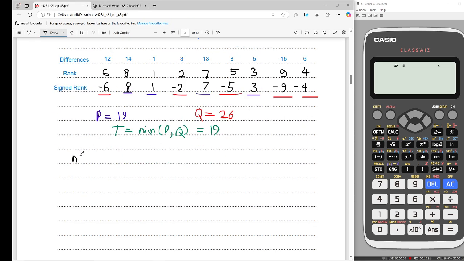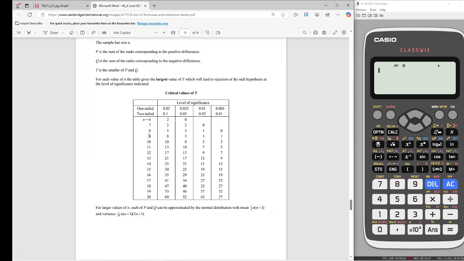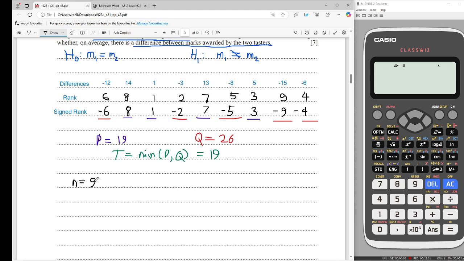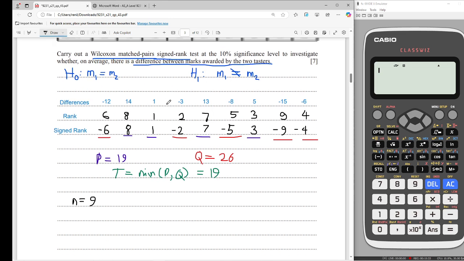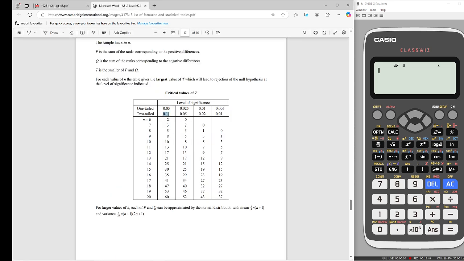N equals, and we have here 9 flavors. So we've narrowed it down to this row. N equals 9. Now, whether it's one-tailed or two-tailed, let's see. It says it's a 10% significance. Okay, so that means we have to look over here. It's going to be 0.1 over here, and that means it's going to be two-tailed.